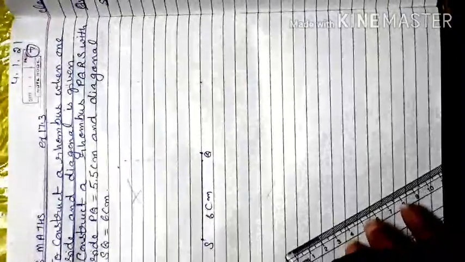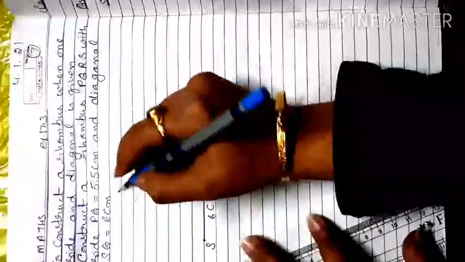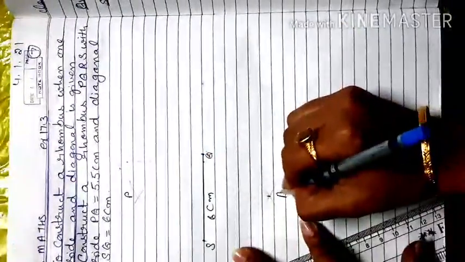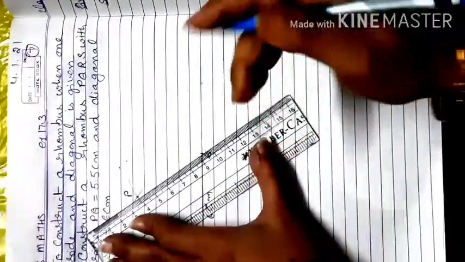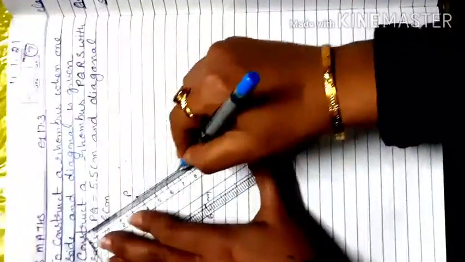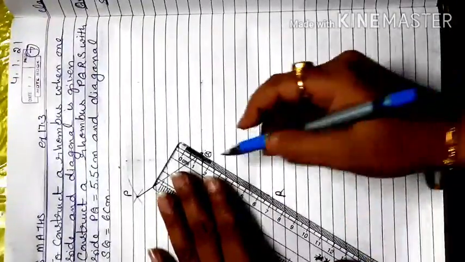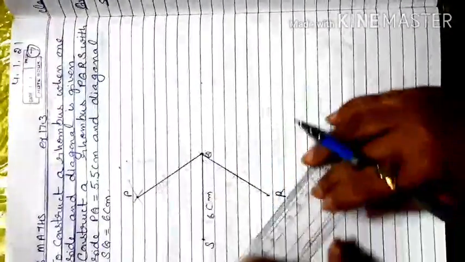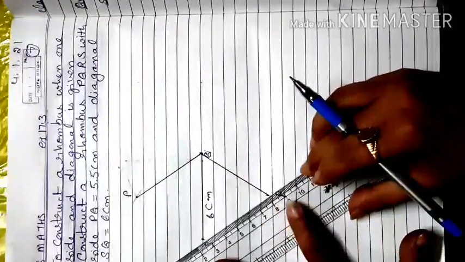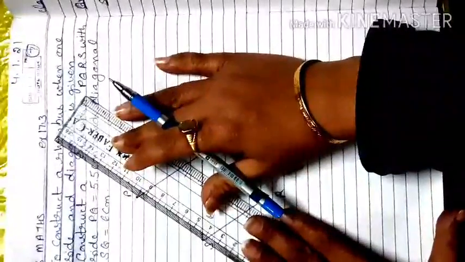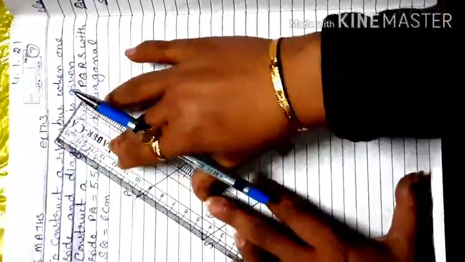So now what you will do, you join. So this will be your point P, Q, and this will be R. Now you have to join all these points. So this is PQ, QS, QR, RS, and PS. So that will be your required rhombus.